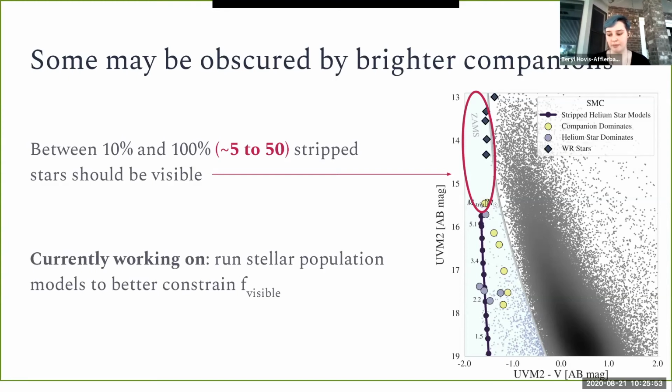And how these stellar population models work is they convolve the results from the stellar evolution models with measured distributions from observed stars, such as the binary fraction. So currently, just assuming that the more massive star will be the one which dominates the observation and which will be visible, we're thinking that this fraction of stripped stars that should be visible is probably closer to 10%. So not very many.